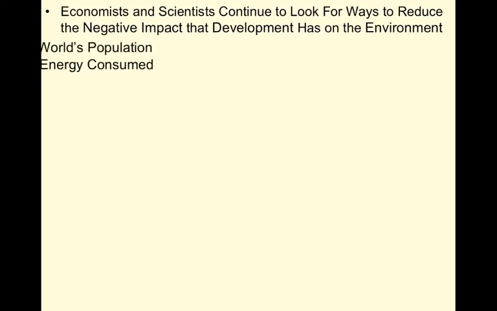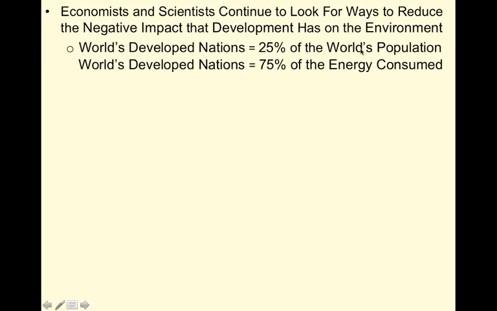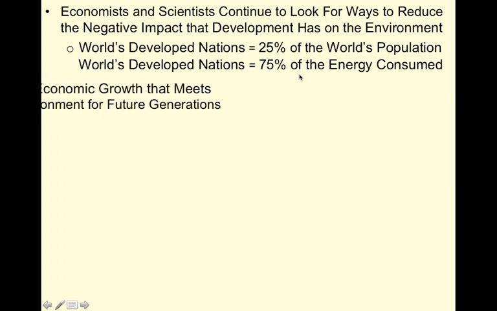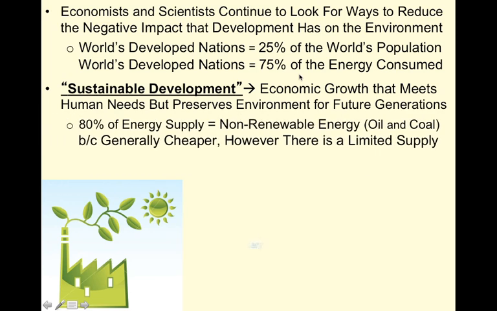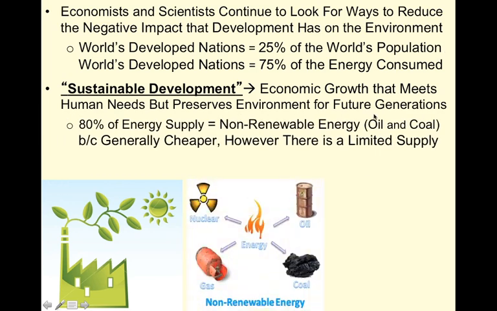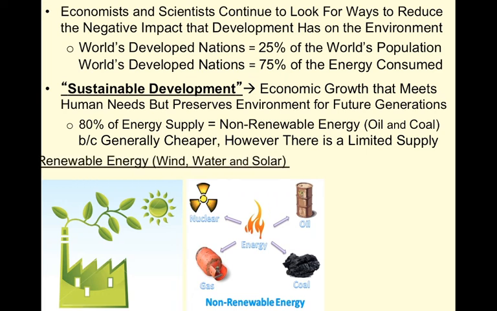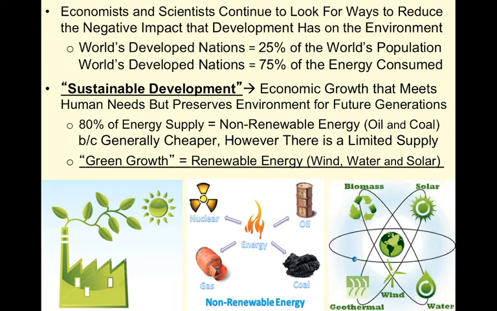All right. Last thing here, we're looking at the environment. This is a big thing here. 25% of the world's population are in developed nations, yet we use 75% of the world's energy. And so what we're trying to get away from is using things that are non-renewable energy, like oil and coal, even though they are cheaper. You can see here gas, et cetera, and trying to go to what we call green growth or renewable energy sources, things like wind power, water, solar, geothermal, biomass.